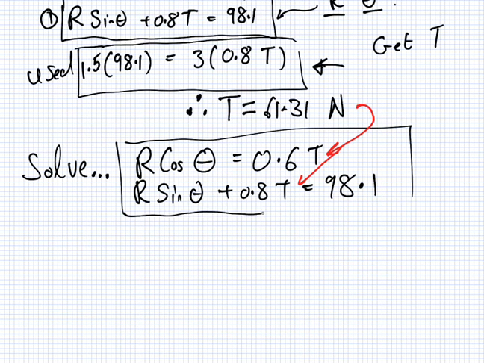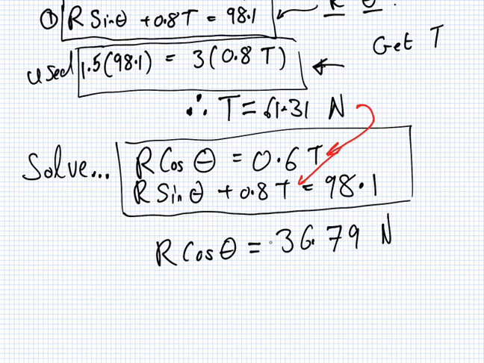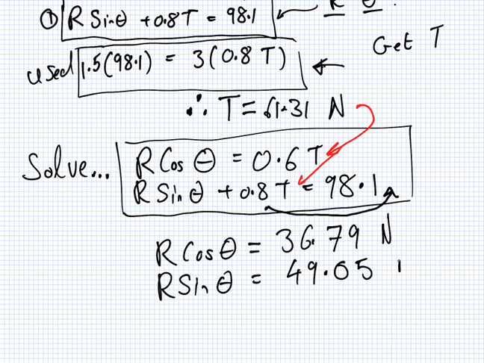So I have now T cos theta equals 36.79, and here T sine theta equals 49.04. Now can you take that number and bring it over here as a minus so we can do 98.1 minus that number. 49.052 newtons as well. I don't need to write them right now.